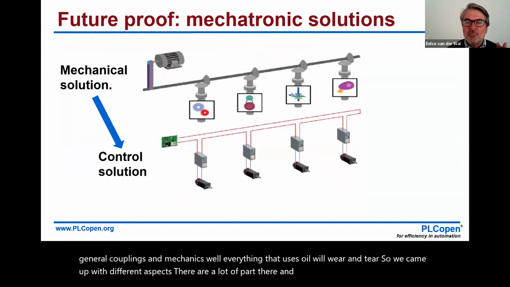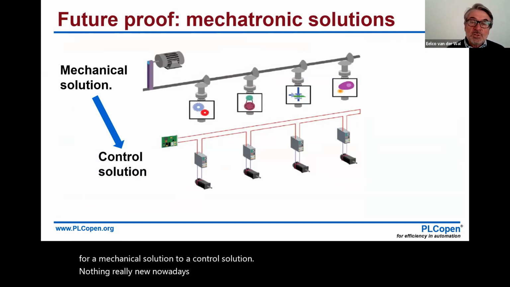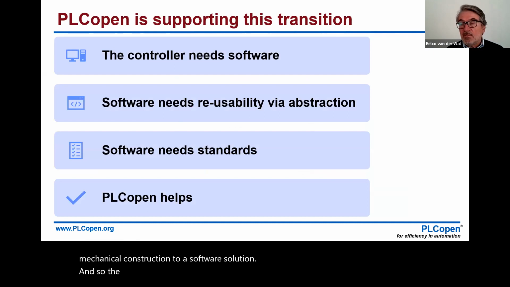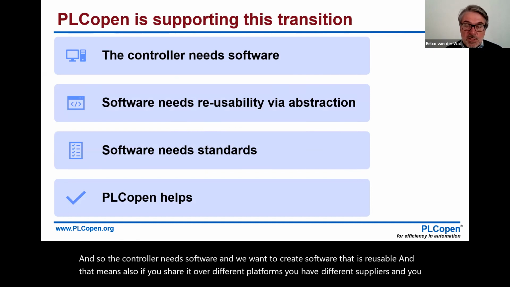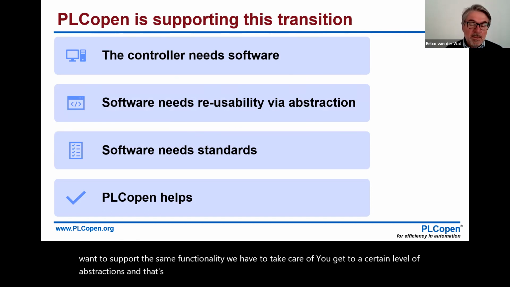And what you saw there is that you go from a mechanical solution to a control solution. Nothing really new nowadays, but the big change, of course, is that you go from a mechanical construction to a software solution. So the controller needs software, and we want to create software that is reusable. That means if you share it over different platforms with different suppliers, and they all want to support the same functionality, you have to get to a certain level of abstraction. That's the part where we come in, and where we set some standards.